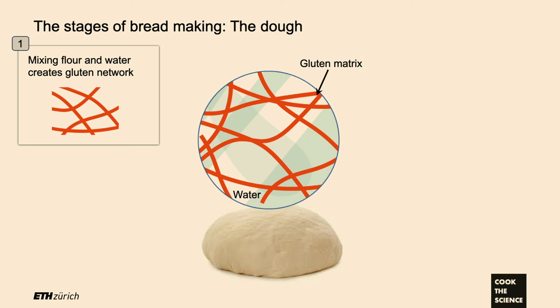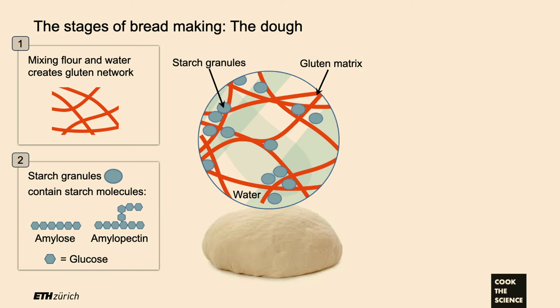Then flour also contains starch, and starch is contained in these starch granules, which are, if you want, little containers that contain starch molecules. These starch molecules are called amylose and amylopectin, and they are long chains of glucose molecules. You see this building block here, the glucose, it's copied in many copies here, and it forms this long chain. And these are the sugars on which the yeast feeds.